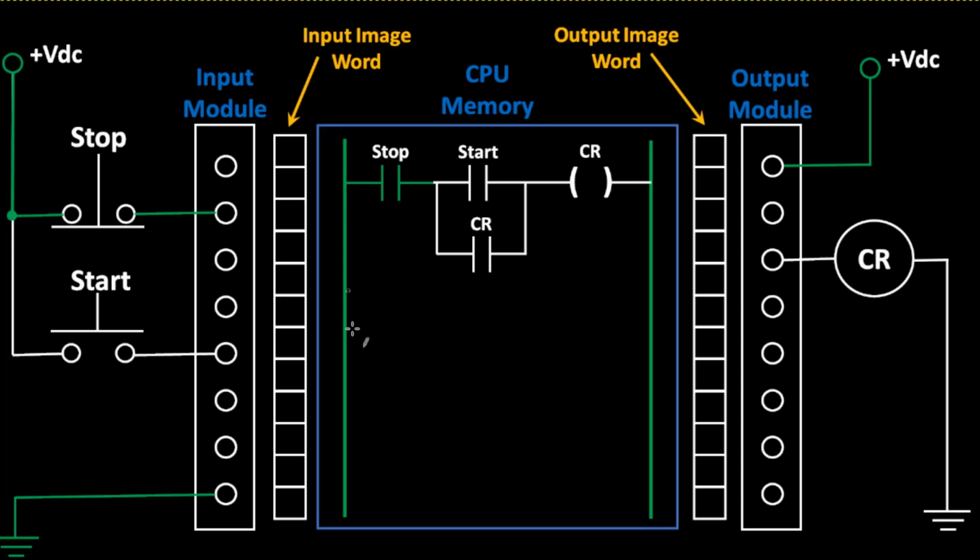In memory, we build the start-stop circuit that we had in the electromechanical world. And then we have an output module, and I wired the CR coil to an output point, and in between the processor and the output module is an output image register, which is a binary word, which will contain the status of the output devices.